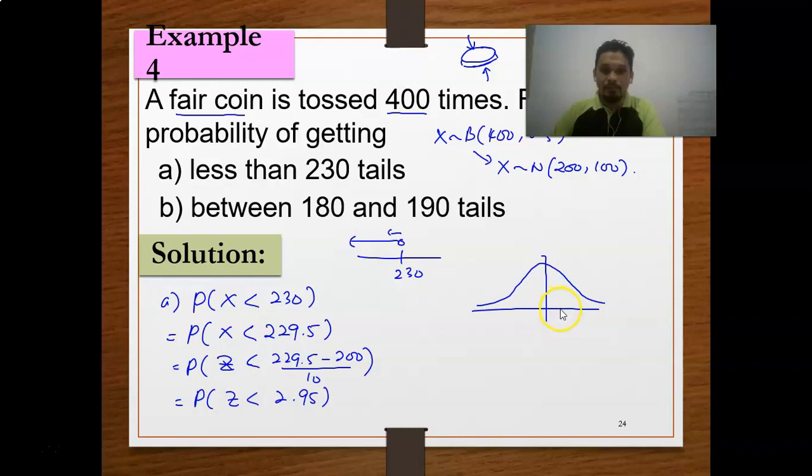Z less than 2.95. The total area between the curve and the x-axis is equal to 1, 0.5 to the left side and 0.5 to the right, half and half. But now it is less than 2.95, so according to the picture, it crosses the left half, including this part. So we come out with 1 minus the probability of Z greater than 2.95.